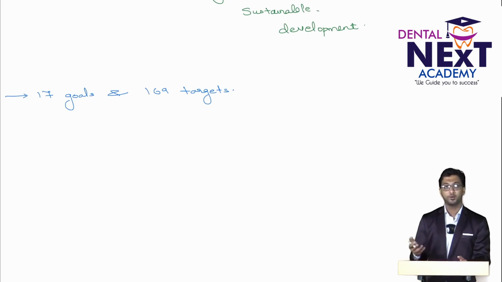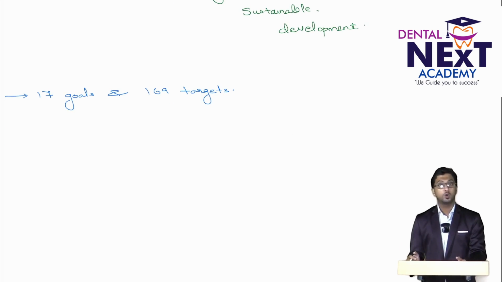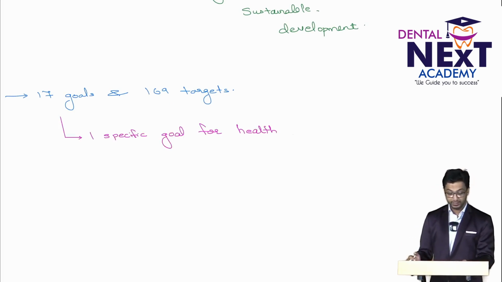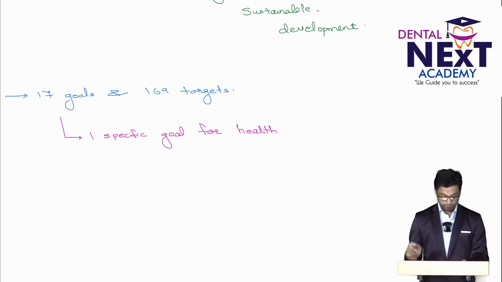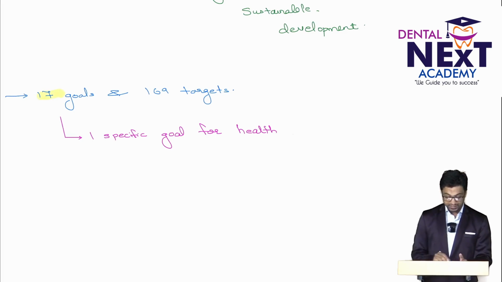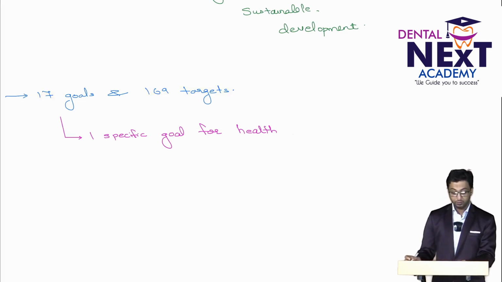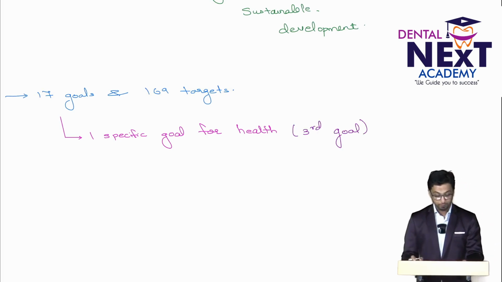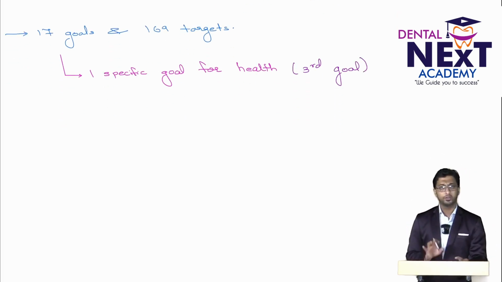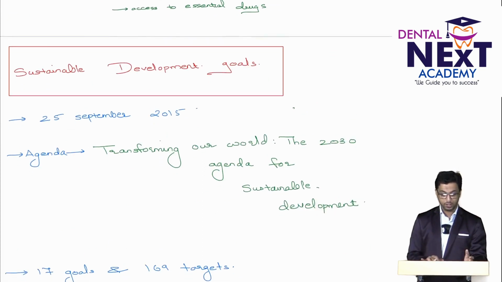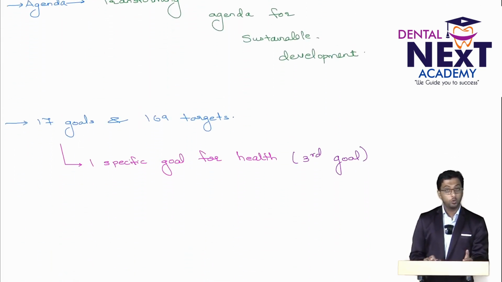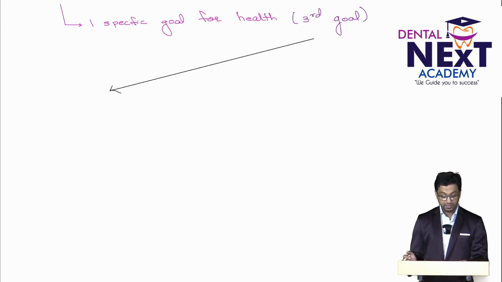So it's impractical to learn it all. 17 goals and 169 targets were set, and then one specific goal. This is what you have to learn here. One specific goal was set for health. Out of 17 goals and 169 targets, one specific goal for health was considered. That was the third goal. So they can ask you like that: in Sustainable Developmental Goals, which goal is related to health? The third goal. And what is that goal basically?